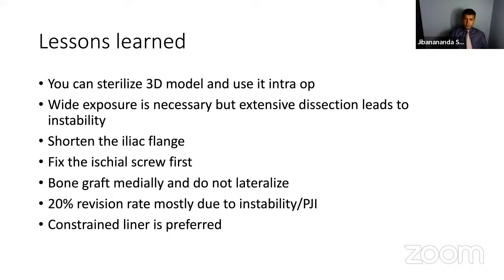20% revision rate, mostly due to instability or prosthetic joint infection. Constrained liner is preferred because, as you can see, the dislocation is probably the most common complication.